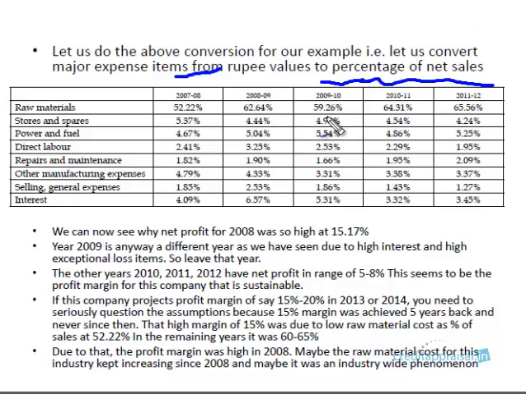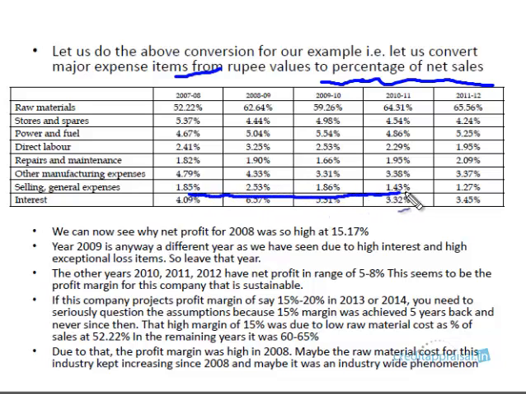So that is one thing you need to do, and you need to do it for all expenses. Let us see the other expenses. Stores and spares, by and large, you see 4 to 5%. Power and fuel is around 5.5%, not a major variation. Labor is 2, 3, 2, 2. Last year it has actually come down. Repairs and maintenance is around that 2% mark.